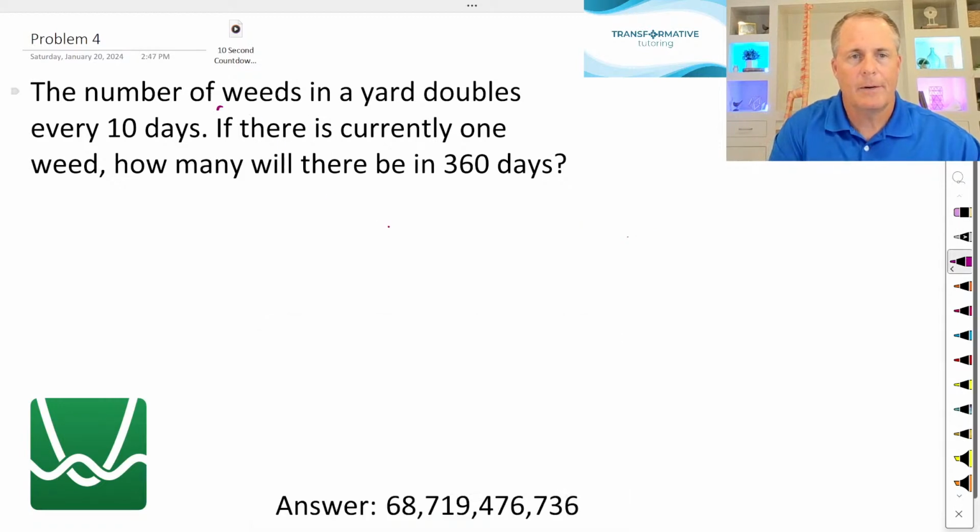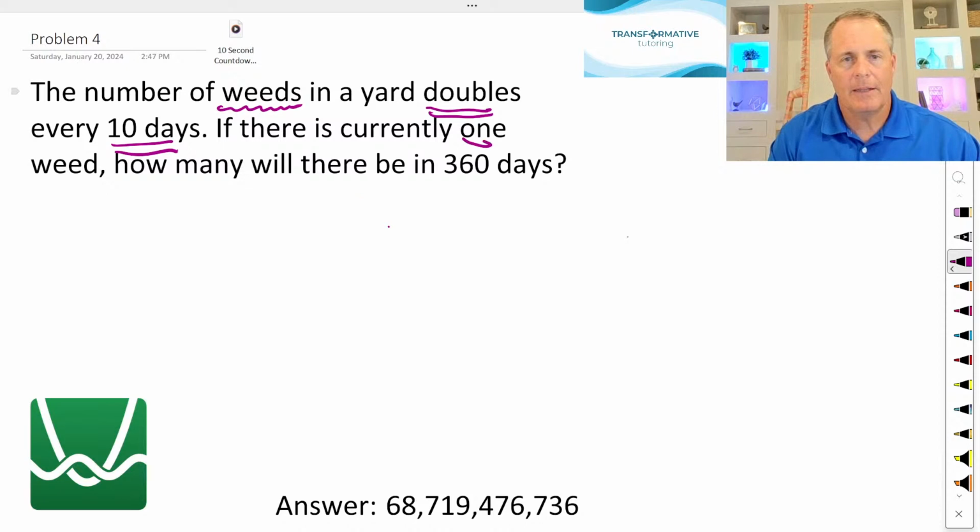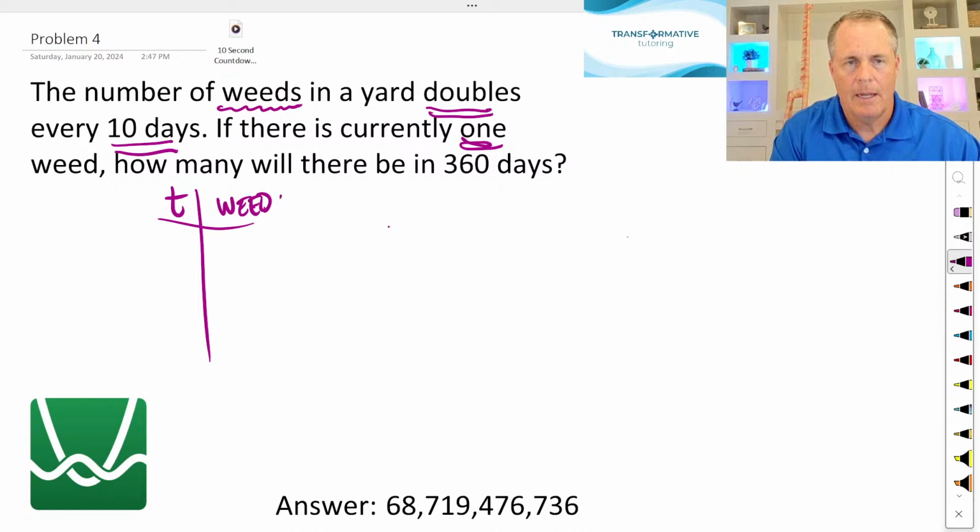So here we've got a bunch of weeds out in a yard, and it says that they double every 10 days, okay? And it says currently there's only one weed in the yard. So we've just got that one. So we might make a little table here and say like the time and then the number of weeds. And so we're starting off today and we have one weed, but then it says every 10 days it's supposed to double. So I'm going to be counting by tens.